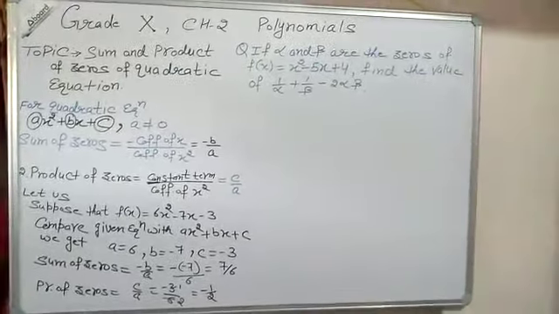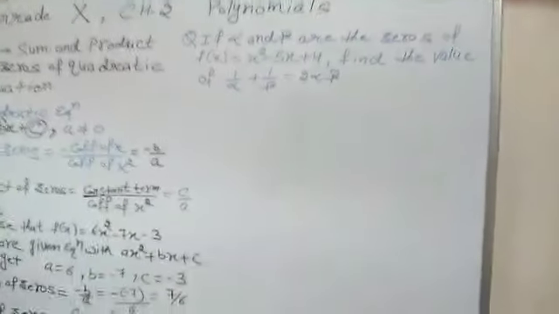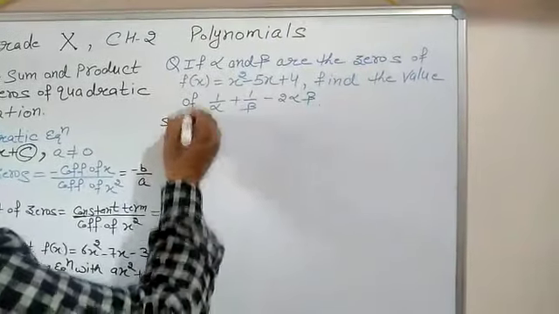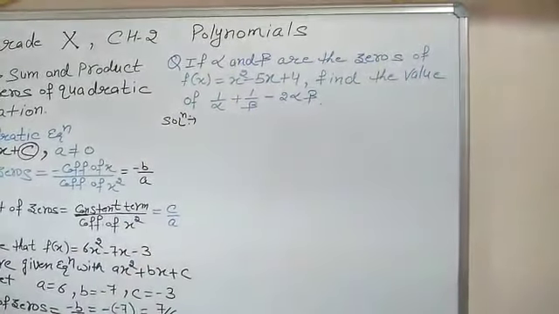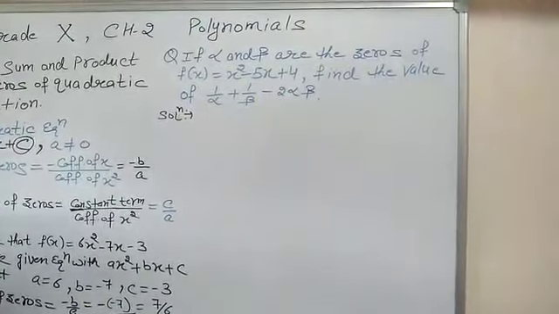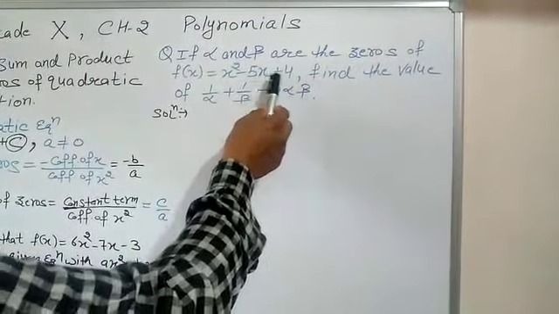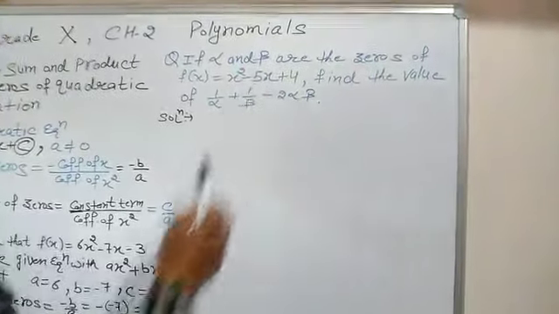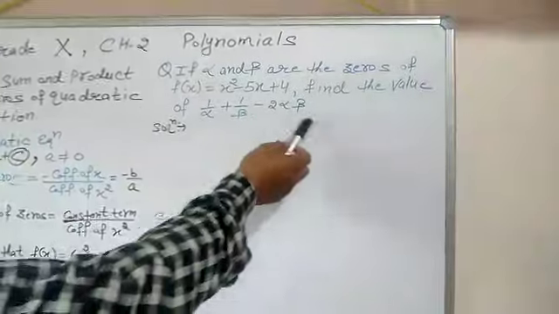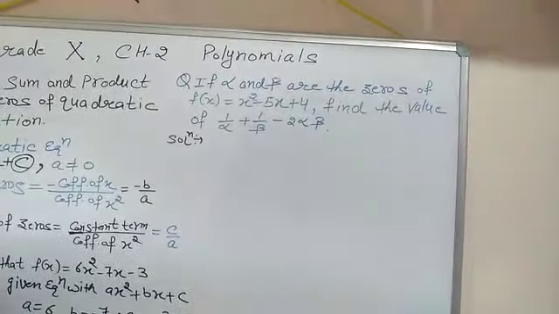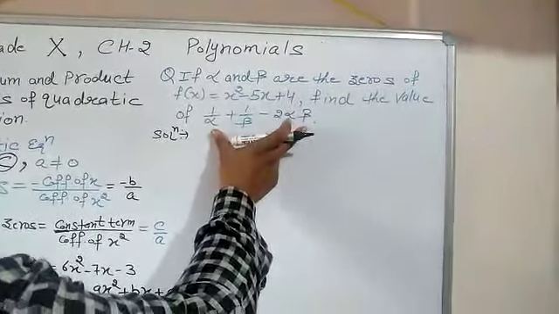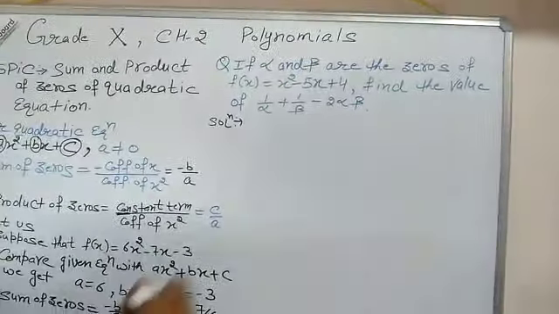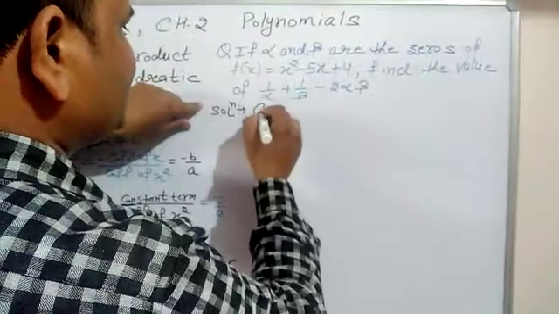Let us understand this concept with the help of one question. So what is the question? If alpha and beta are the zeros of f of x, which is equals to x square minus 5x plus 4, we have to find the value of 1 upon alpha plus 1 upon beta minus 2 alpha beta. Students, in order to find the value of this result, it is important to find very first sum and product of zeros. So what is given to you?